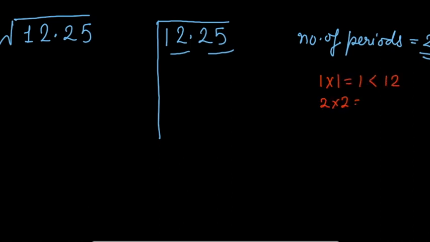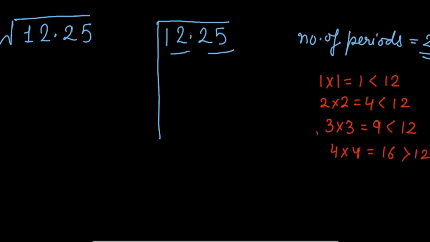2 2s are 4, which is again very much less than 12. If I go 3 3s are 9, which is again less than 12, and then 4 4s are 16, which is greater than 12. So I will be sticking myself to 3 3s are 9, right? So taking 3 3s are 9, subtract it. Now you have a decimal before you copy the next period. So same as division, you will be placing this decimal in the quotient before you copy the next pair.